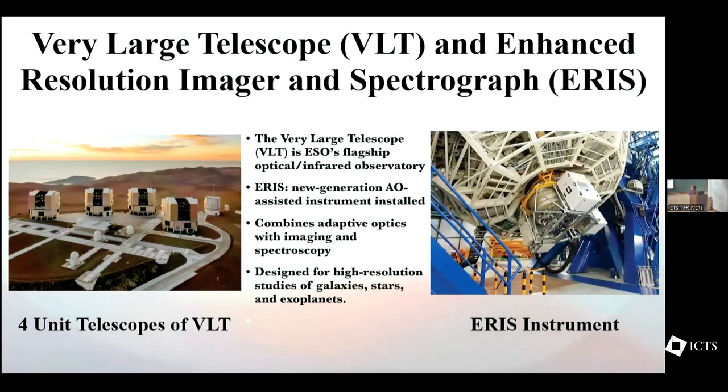So I have used the data of ERIS, which is the Enhanced Resolution Imager and Spectrograph, an instrument at the Very Large Telescope. Just like Rajeshwari earlier mentioned about MUSE, it's another instrument installed at the VLT. The VLT has 4 telescopes, and it is installed in the 4th telescope. ERIS is a new generation AO assisted instrument, and it combines adaptive optics, imaging and spectroscopy, and it is designed mainly for high resolution studies of galaxies, stars and exoplanets.